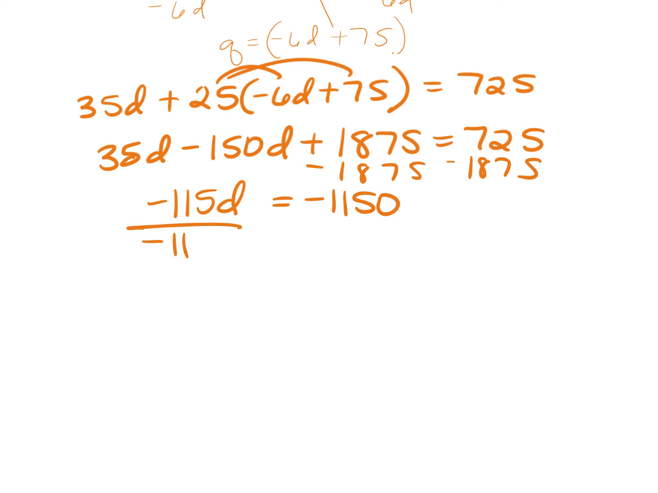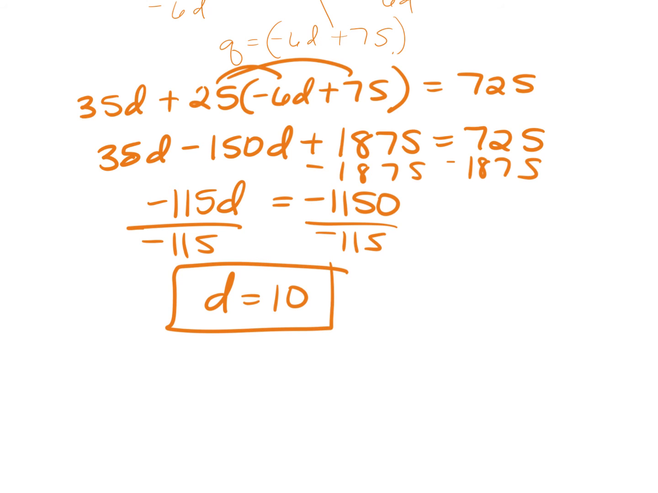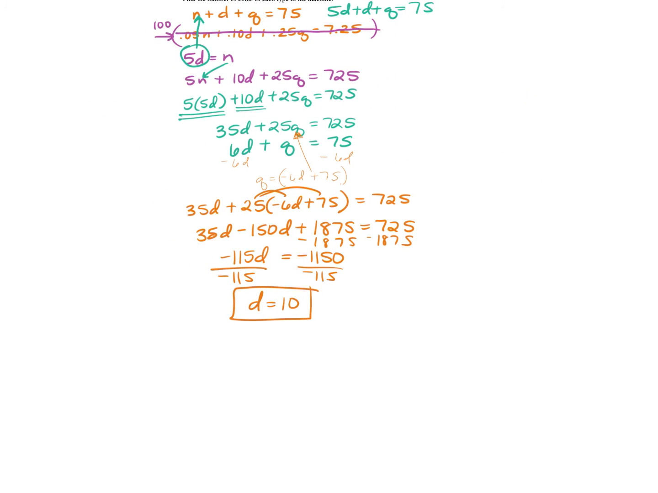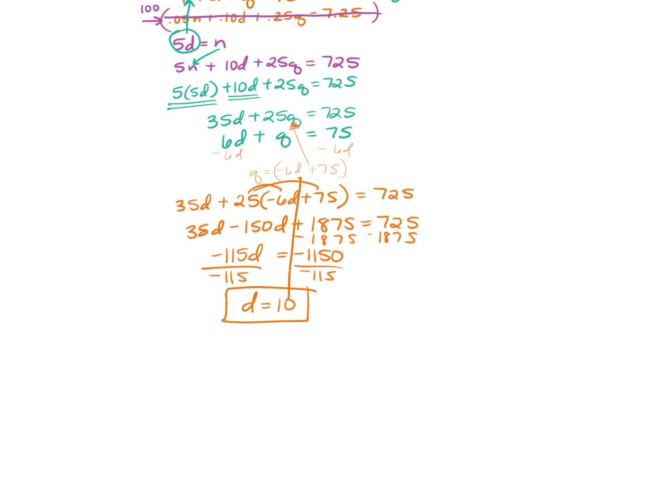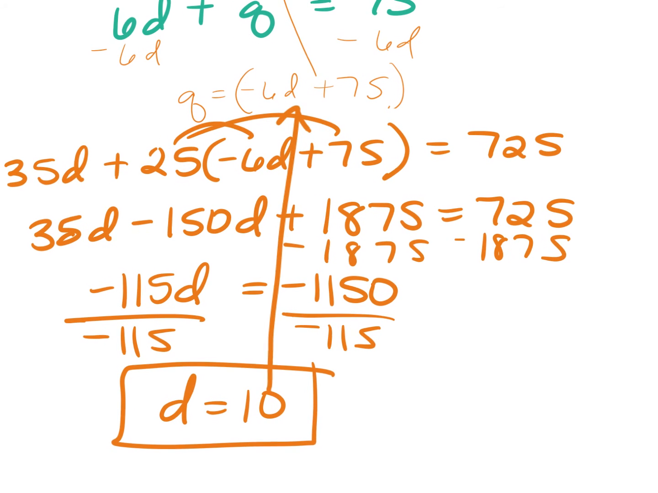And then divide by negative 115. And you get 10. Okay, what does that mean? 10 dimes. Okay, now go back up right here. Negative 6 times 10 plus 75. So Q is going to be 15? Is that what you got?